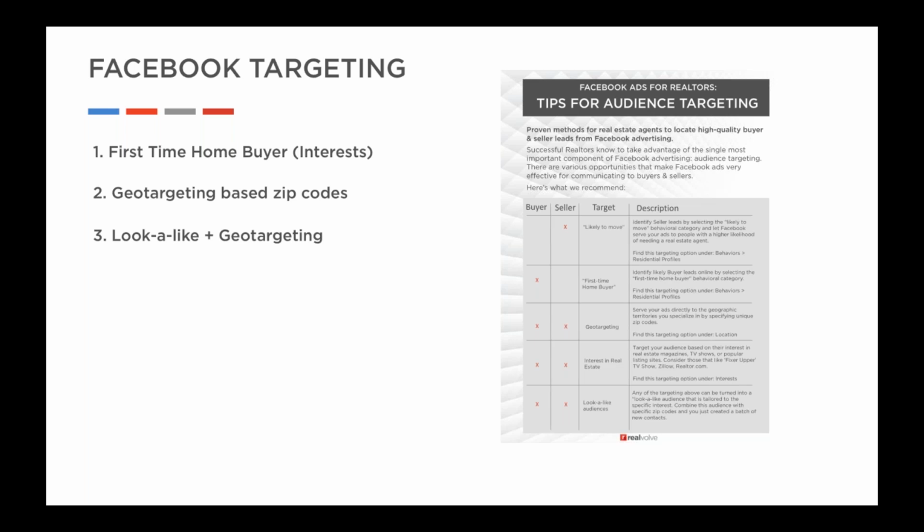This is Facebook ads for realtors: tips for audience targeting. For the first-time home buyer, this is an option in the audience. So when you start to create your Facebook ads, they're going to ask you, who do you want to target? And you can actually target people that are first-time home buyers. And this is under the section called behaviors and residential profiles. So there's all kinds of different interests out there.